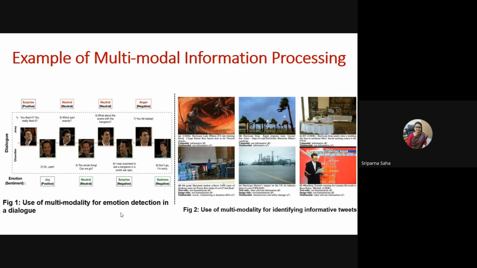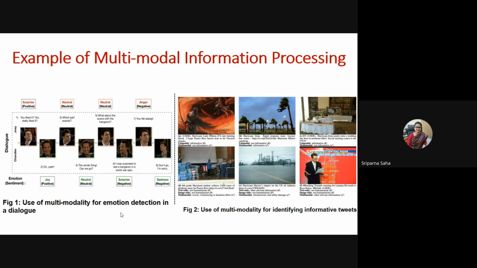So suppose user is saying something, so can we detect the appropriate emotion of a particular user? Suppose there is a two party conversation, there are two speakers, and we would like to detect the emotion of a particular speaker. Okay, so it could be a two party dialogue or it could be a multi party dialogue, and we would like to identify the emotion or the sentiment of a particular speaker.